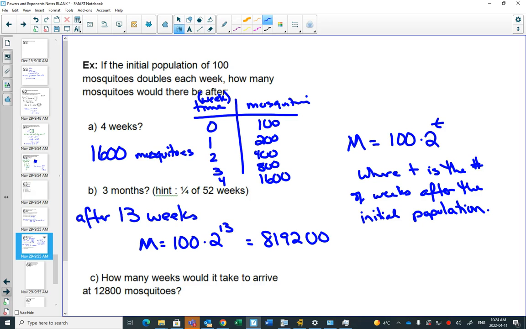All right. And we have to make sure we have our units. 819,200 mosquitoes. Right? That's why Winnipeg only has 1 month of summer.